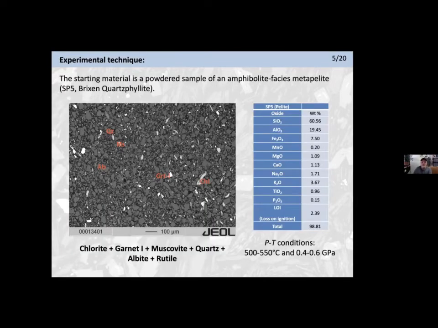The starting material was a powdered sample of an amphibolite facies metapelite. It's a metapelite typically with chlorite, garnet, muscovite, quartz, albite, and rutile. With respect to the chemical composition, it does have some sodium and potassium. So it's basically a very muscovite-rich rock. And there's very, very little garnet in this sample.